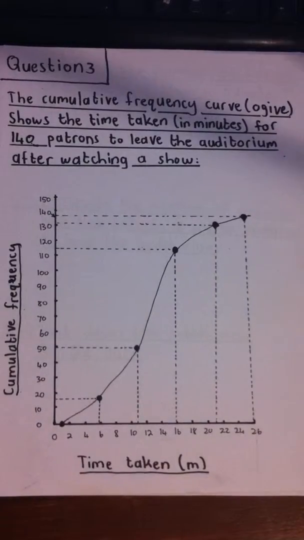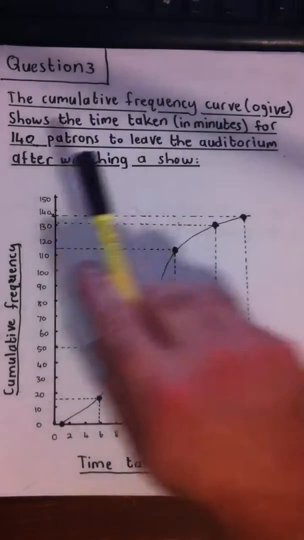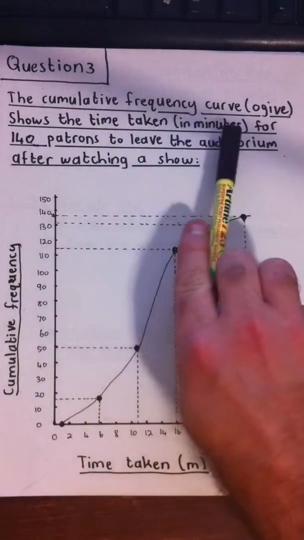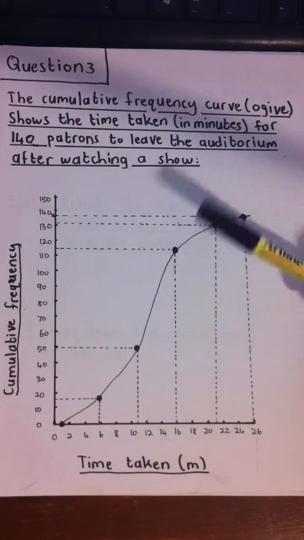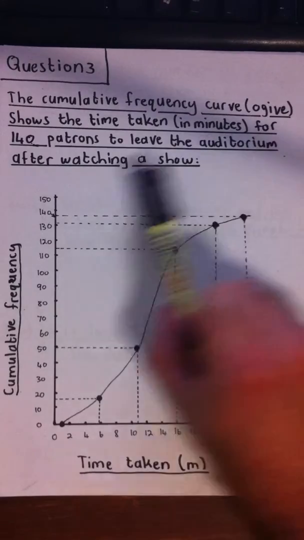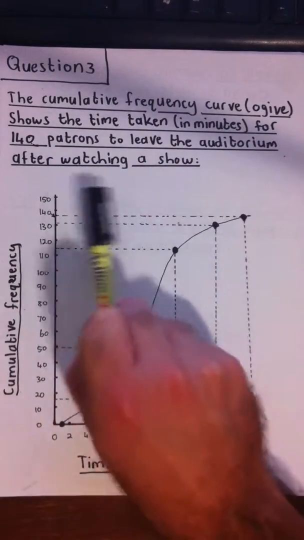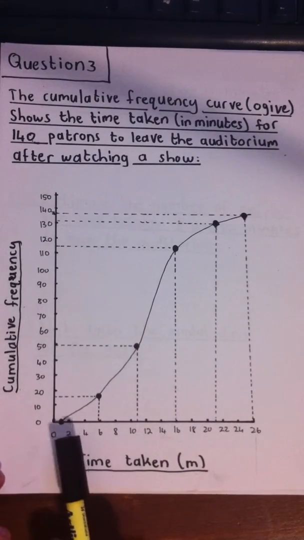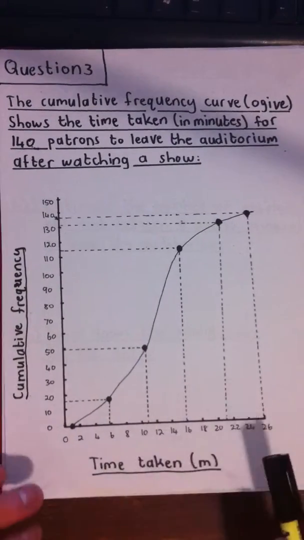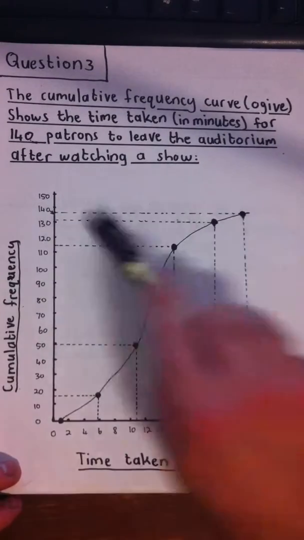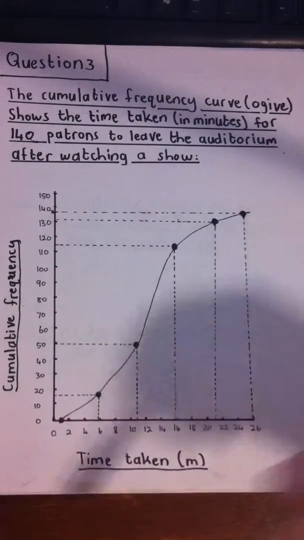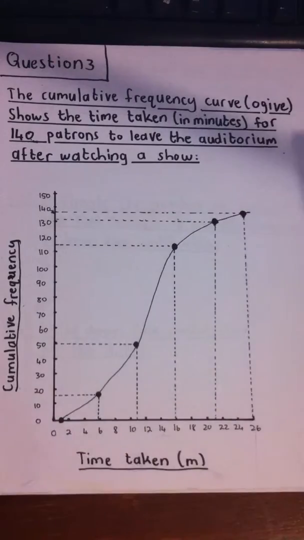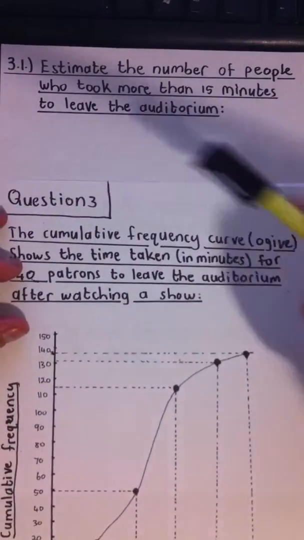Question 3. This is another statistics and data handling question. The question states, the cumulative frequency curve, or ogive, as we can see here, shows the time taken in minutes for 140 patrons to leave the auditorium after watching a show. On this ogive we can see that after about 1 minute the first people have left, and after 26 minutes all 140 patrons have left the auditorium. Now let's see what questions we have here.